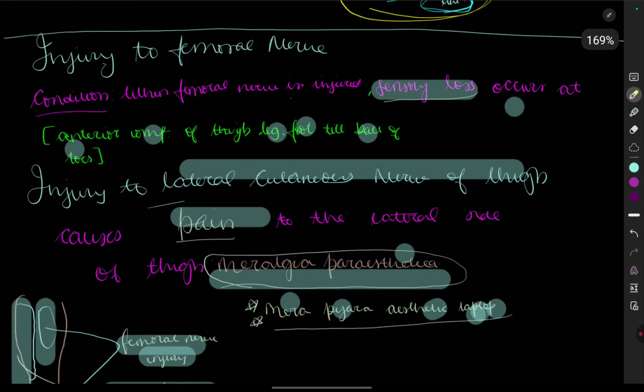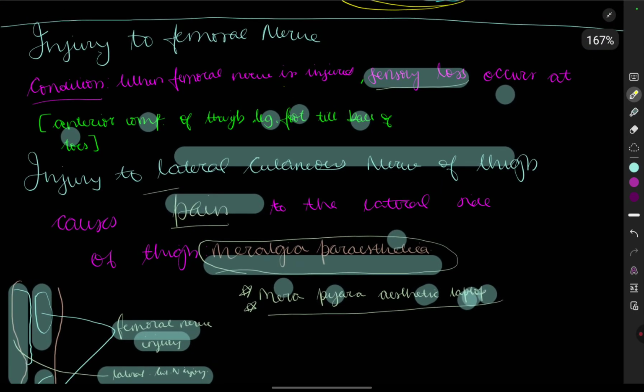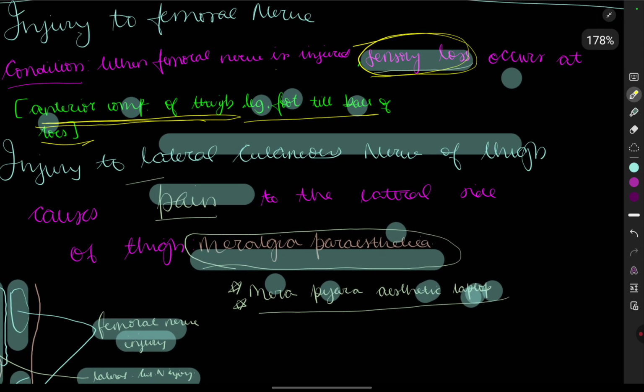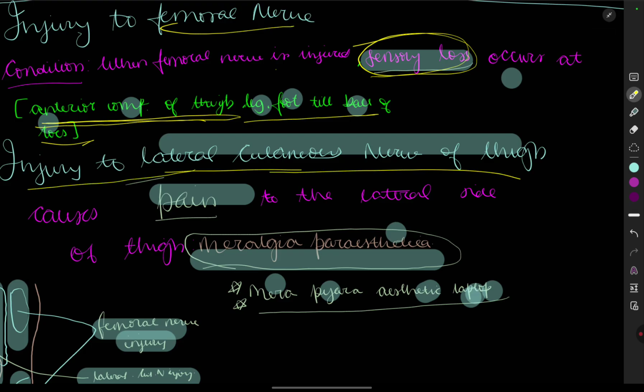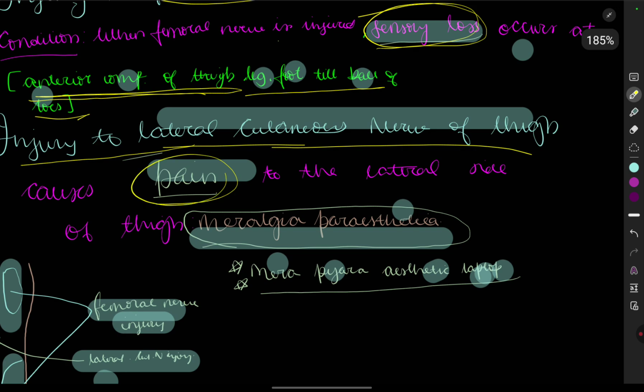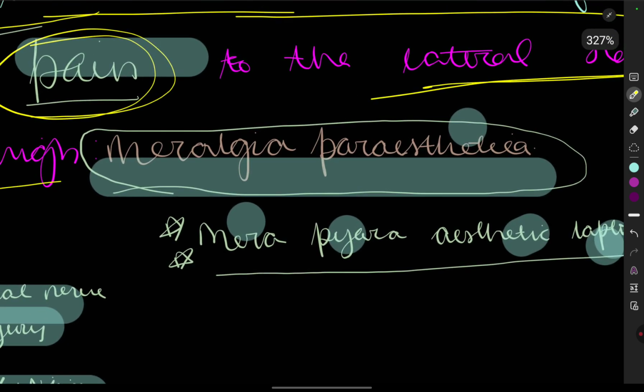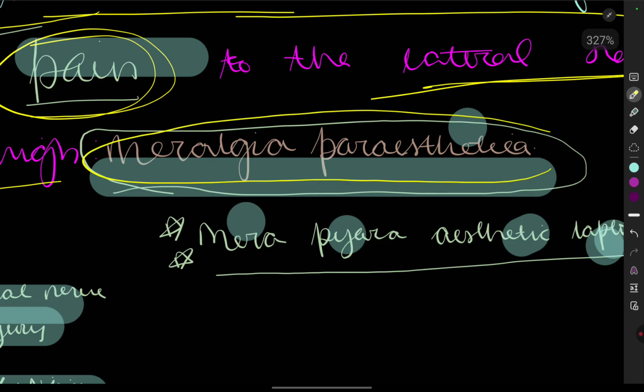Now we are going to see the injury to the femoral nerve. If injury to the femoral nerve occurs, then sensory loss will be seen on the anterior compartment of the thigh and the leg and foot till the base of the toes. Now injury to the lateral cutaneous nerve of thigh, what happens? It causes severe pain to the lateral side of the thigh, and this condition is called meralgia paraesthetica.